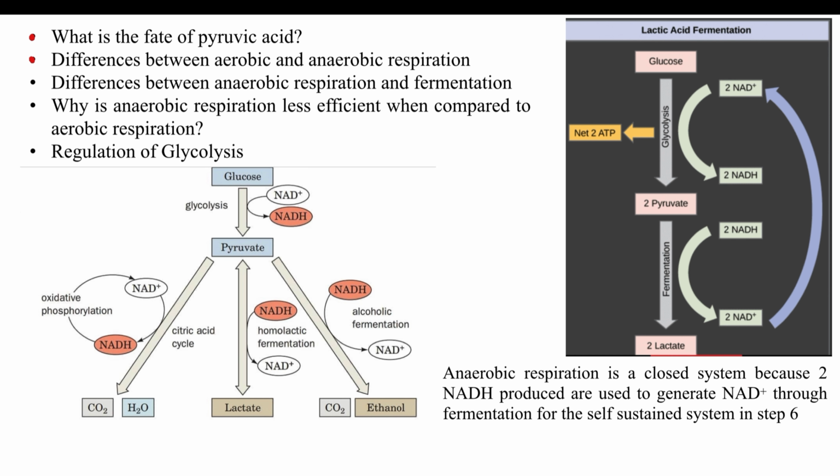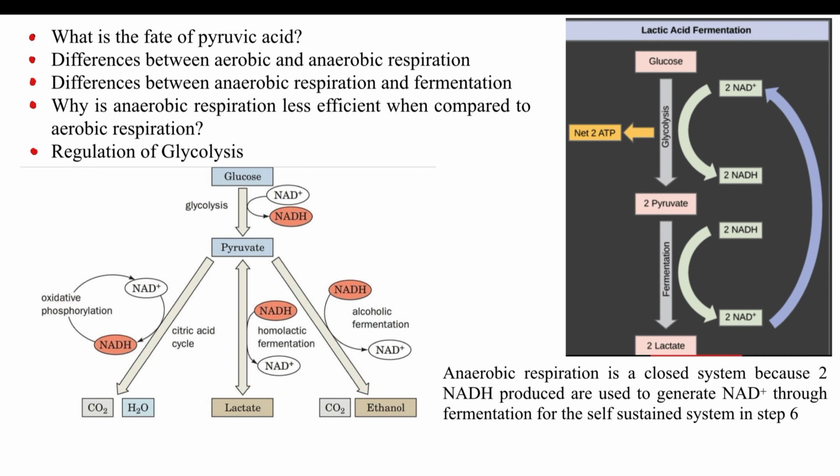We should also know whether there is any difference between anaerobic respiration and fermentation, since fermentation is also anaerobic respiration. So what is the difference between the two? We should also know why anaerobic respiration is less efficient. It is only able to provide you 2 molecules of ATP, while aerobic respiration gives you 36 to 38 molecules of ATP. We need to also know how glycolysis is regulated. So let us look at these questions one by one.